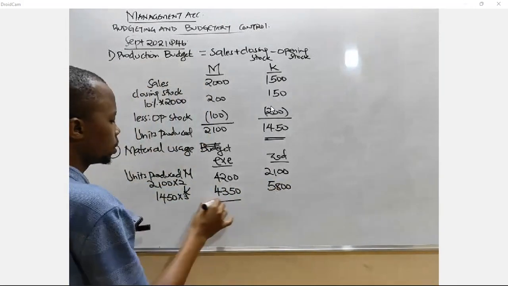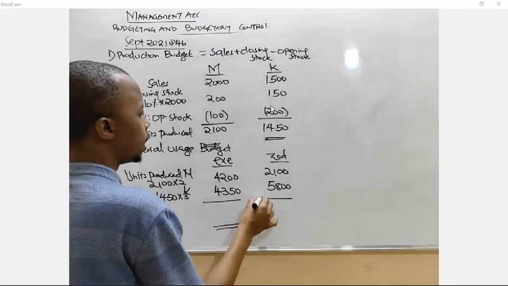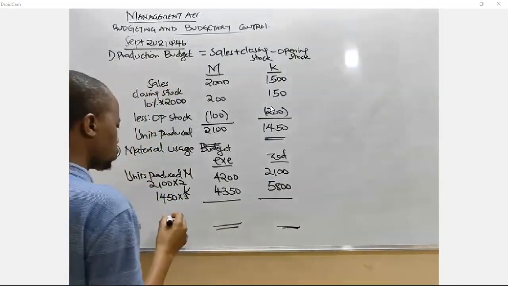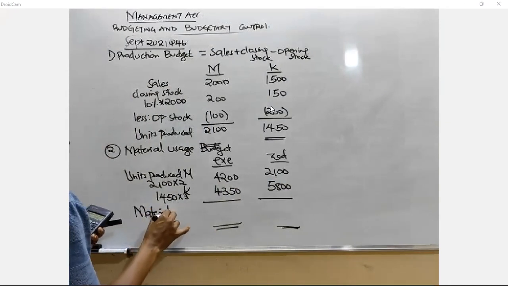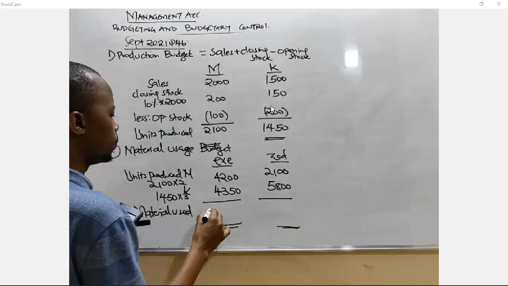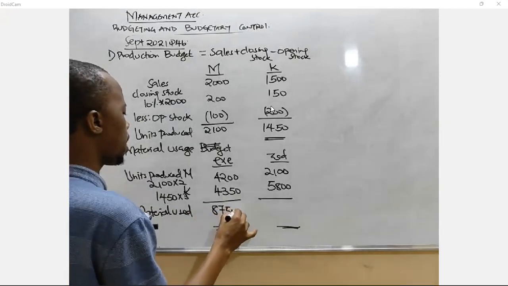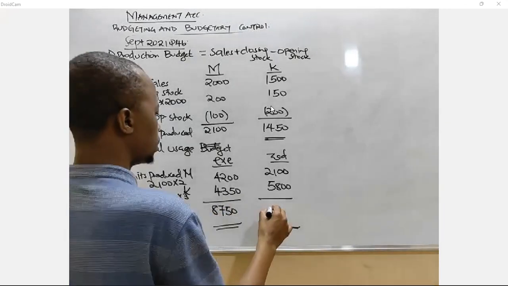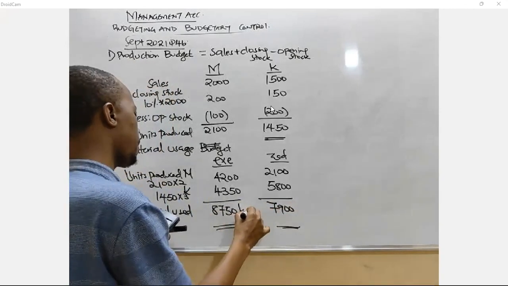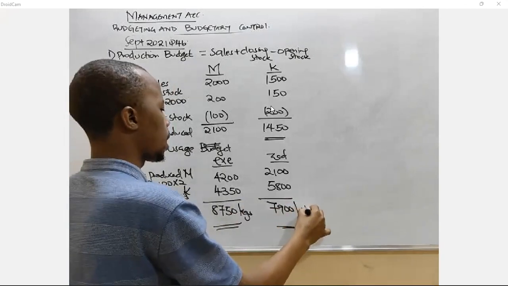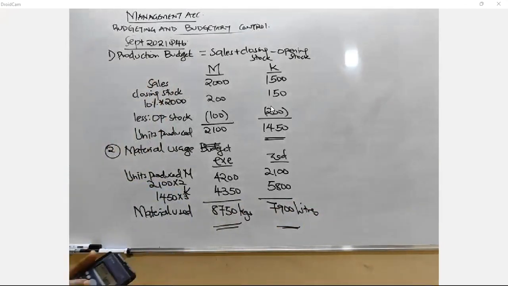So how much in total is needed for X and for Z? When you do your summation to get the material used, the first one will be 8,750. And the other one will be 7,900. So these are kgs, the other ones are liters.